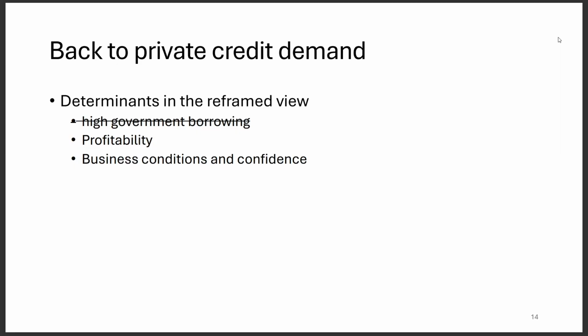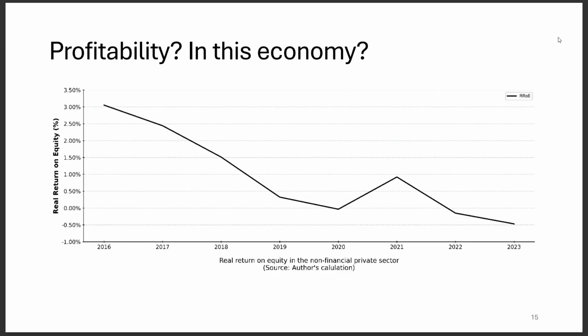But we still need to come back to private credit demand, because that question is still a real question. Why is there stagnant private credit demand? So I've crossed off this high government borrowing story. This has to do with profitability, and it has to do with business conditions and business confidence. So I'm going to show you some data and charts which I think help explain why private credit demand is stagnant. It's stagnant firstly because profitability is tanking.